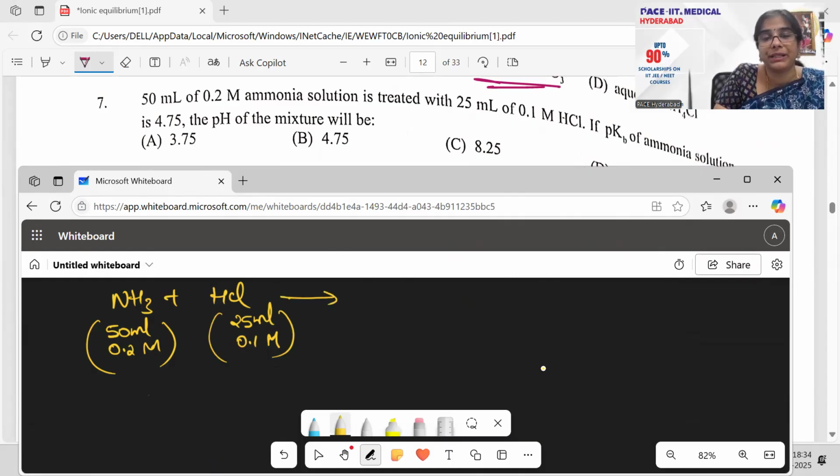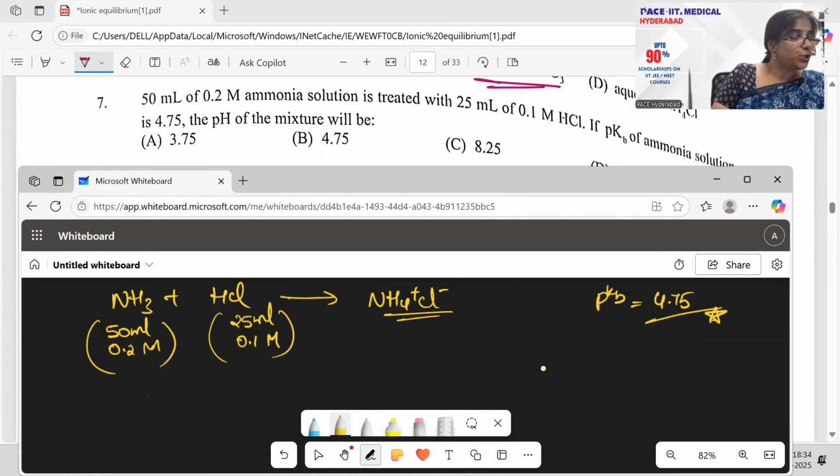Then what will come out? That would be NH4+ and Cl-, which is NH4Cl. That is my salt getting formed there. No water molecule coming up there. And the pKb of this ammonia solution is given to me as 4.75. Find the pH of this mixture. So if I have to find the pH of this mixture, first identify that it is a base and a strong acid, so this will form a salt. Let us find out the limiting agent first. Whenever such questions are given to you, always find out the limiting agent first.